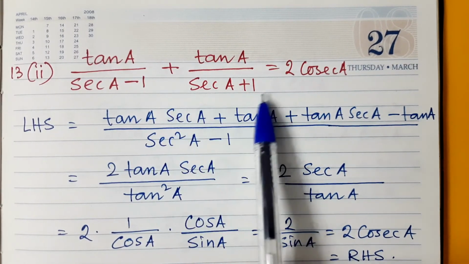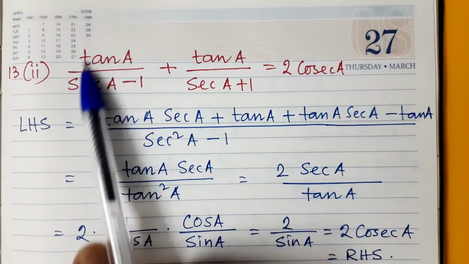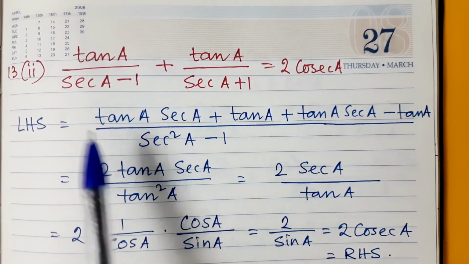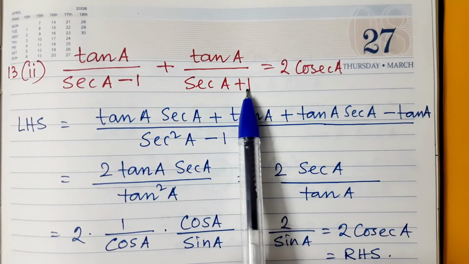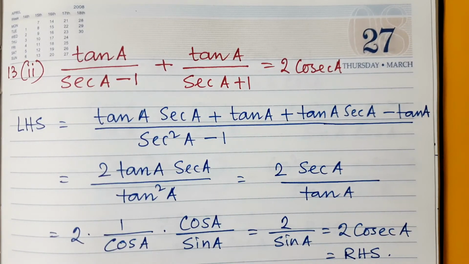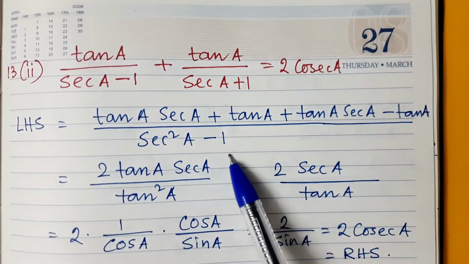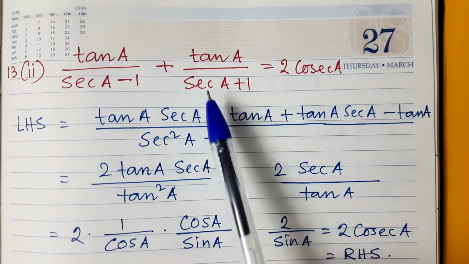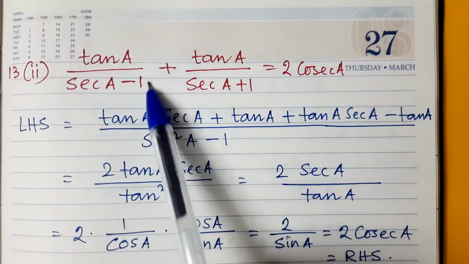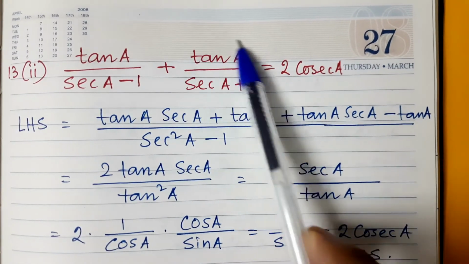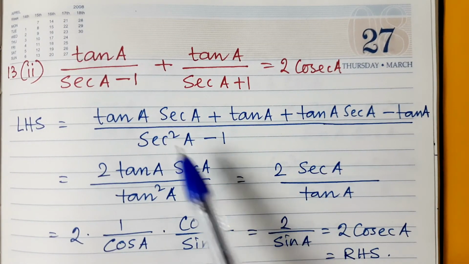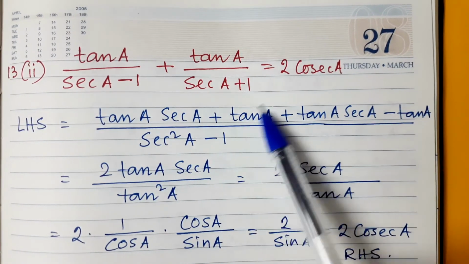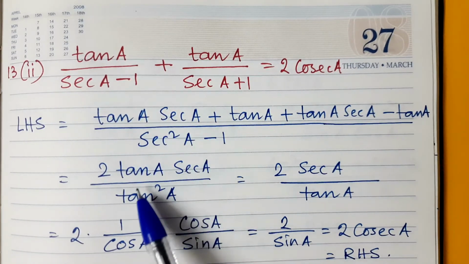Okay, so here you see that this is the left hand side. Okay, so I am simply doing the LCM. So (a - b)(a + b), that is the formula of a square minus b square. So it is sec square a minus 1. Okay, and after the LCM, this quantity will get multiplied by this tan a, and this quantity will get multiplied by this tan a. Okay, so do the multiplication and the numerator will be this, isn't it? So from there, this tan a will get cancelled and this will be 2 tan a into sec a.